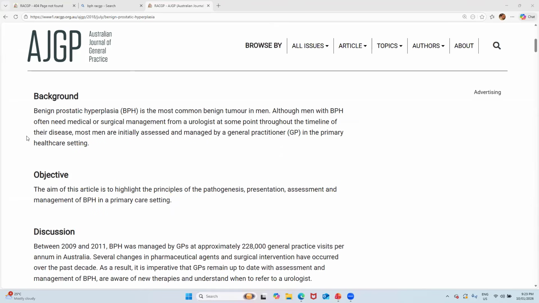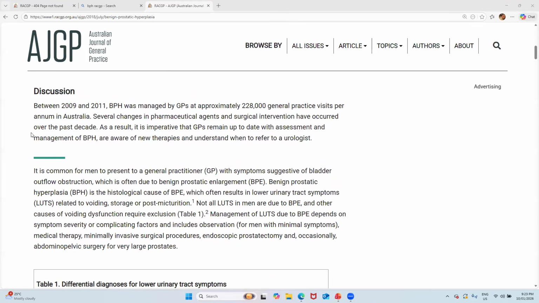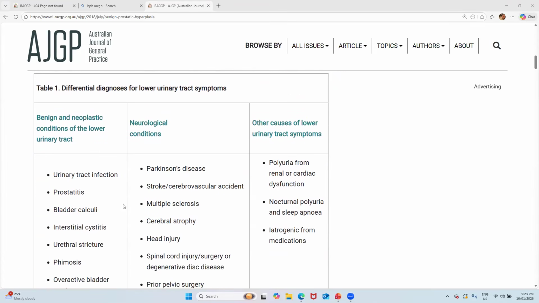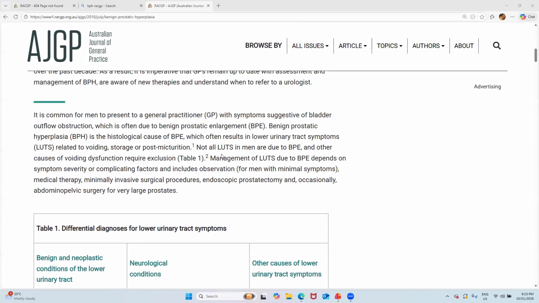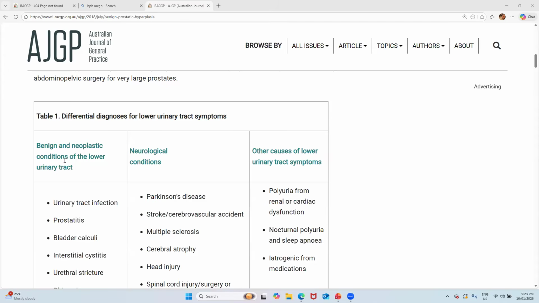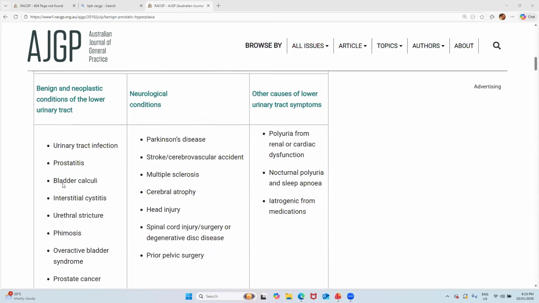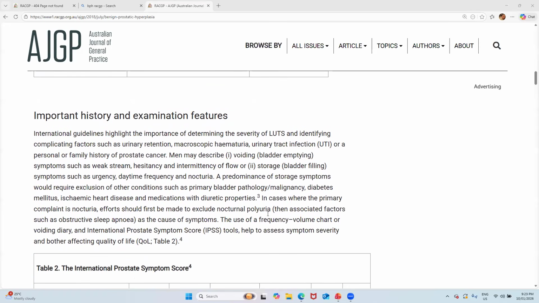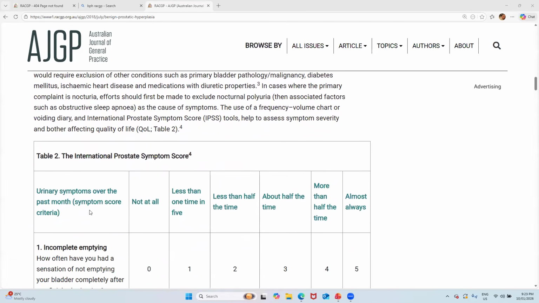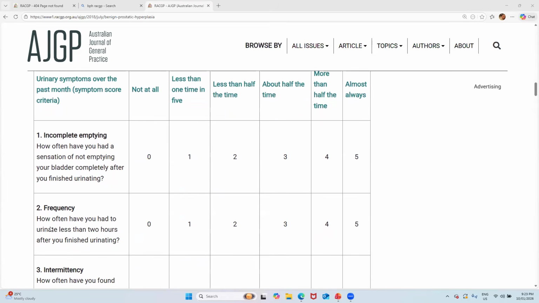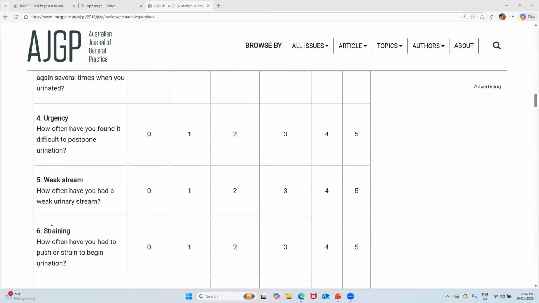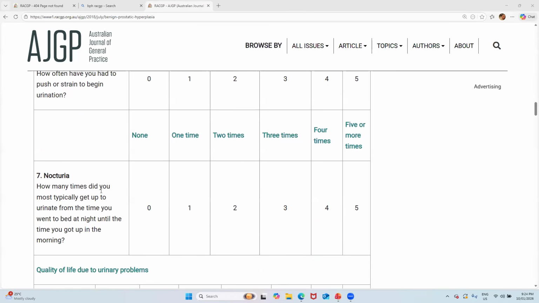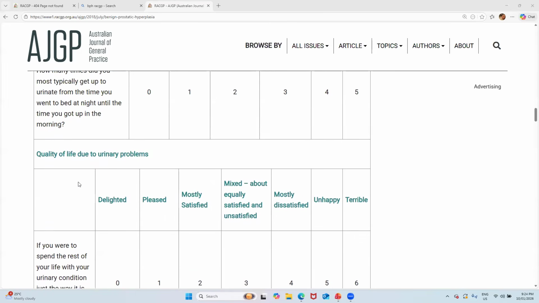So what are the symptoms of benign prostatic hyperplasia? You will have lower urinary tract symptoms. You need to have a differential diagnosis. It could be infection, it could be neoplasia, it could be neurological conditions. So you need to have a broader perspective as well. Important history and examination: you need to ask about the urinary symptoms like incomplete emptying, frequency, intermittency, urgency, weak stream, straining, nocturia, and how it has affected the quality of life.